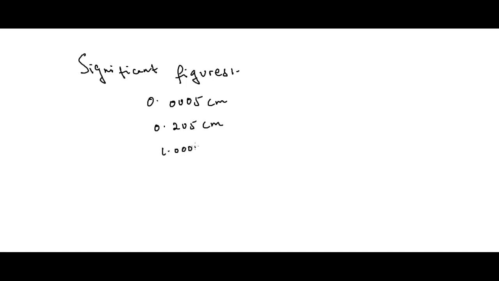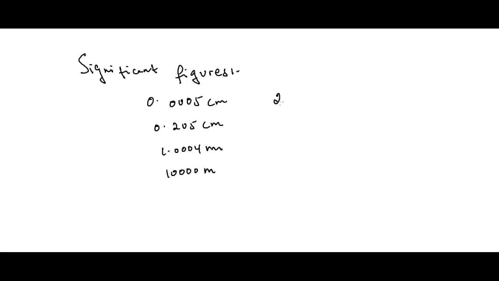So significant figures, like I said in the previous slide, are all the numbers that we report when we do measurement. Let me give you some examples. Let's say we have 0.0005 centimeter. Let's say we have 0.205 centimeter. Let's say we have 1.004 meter. Let's say we have 10,000 meter. Now in this case, I just pick the zeros.